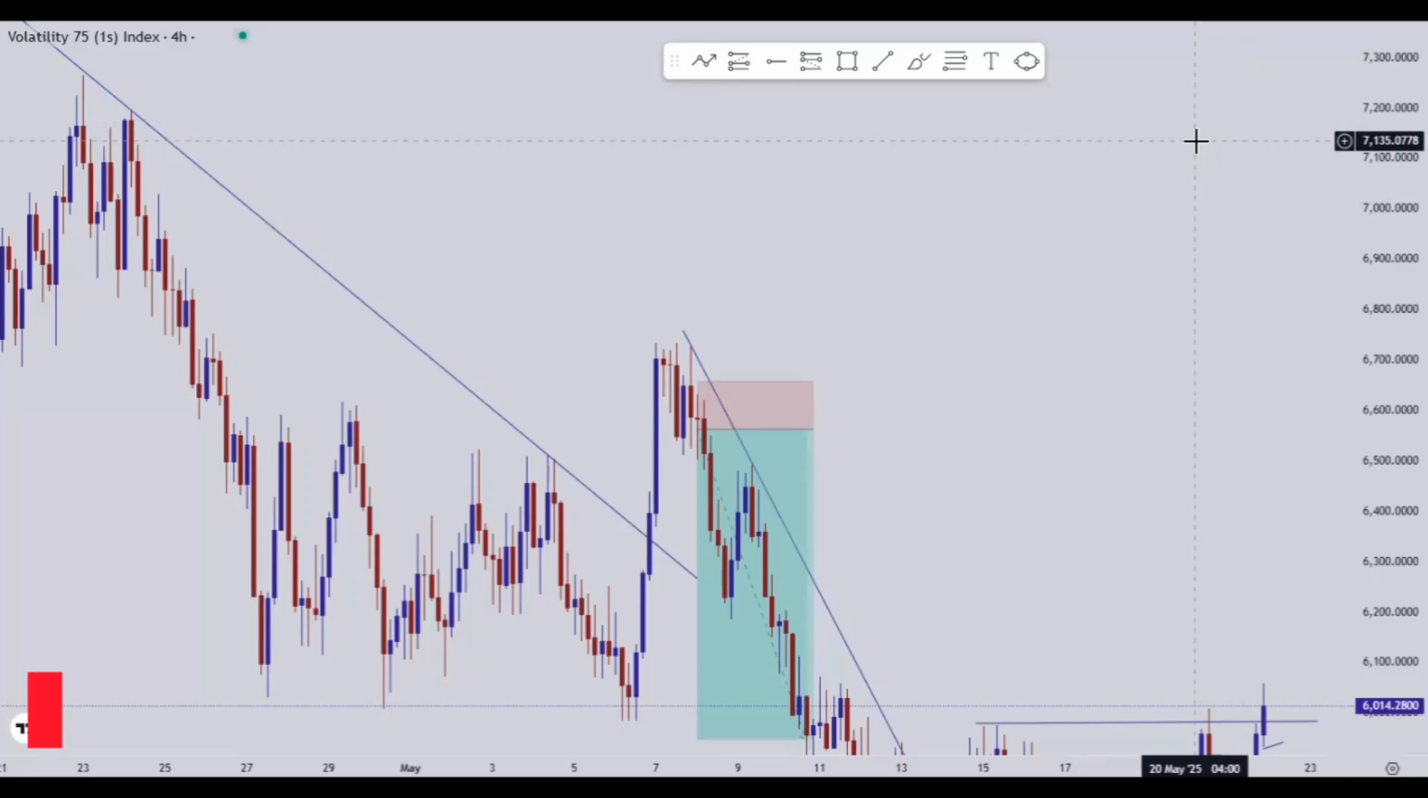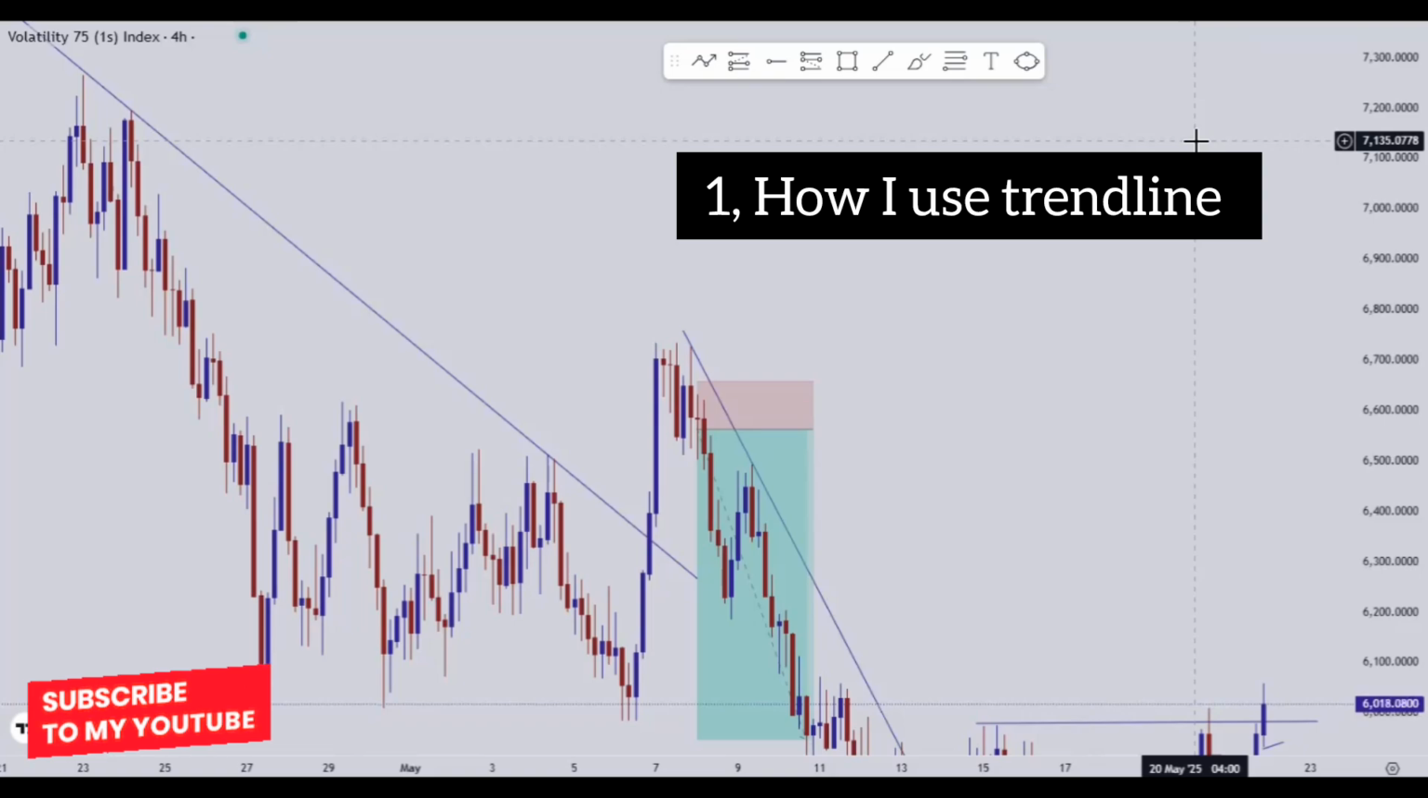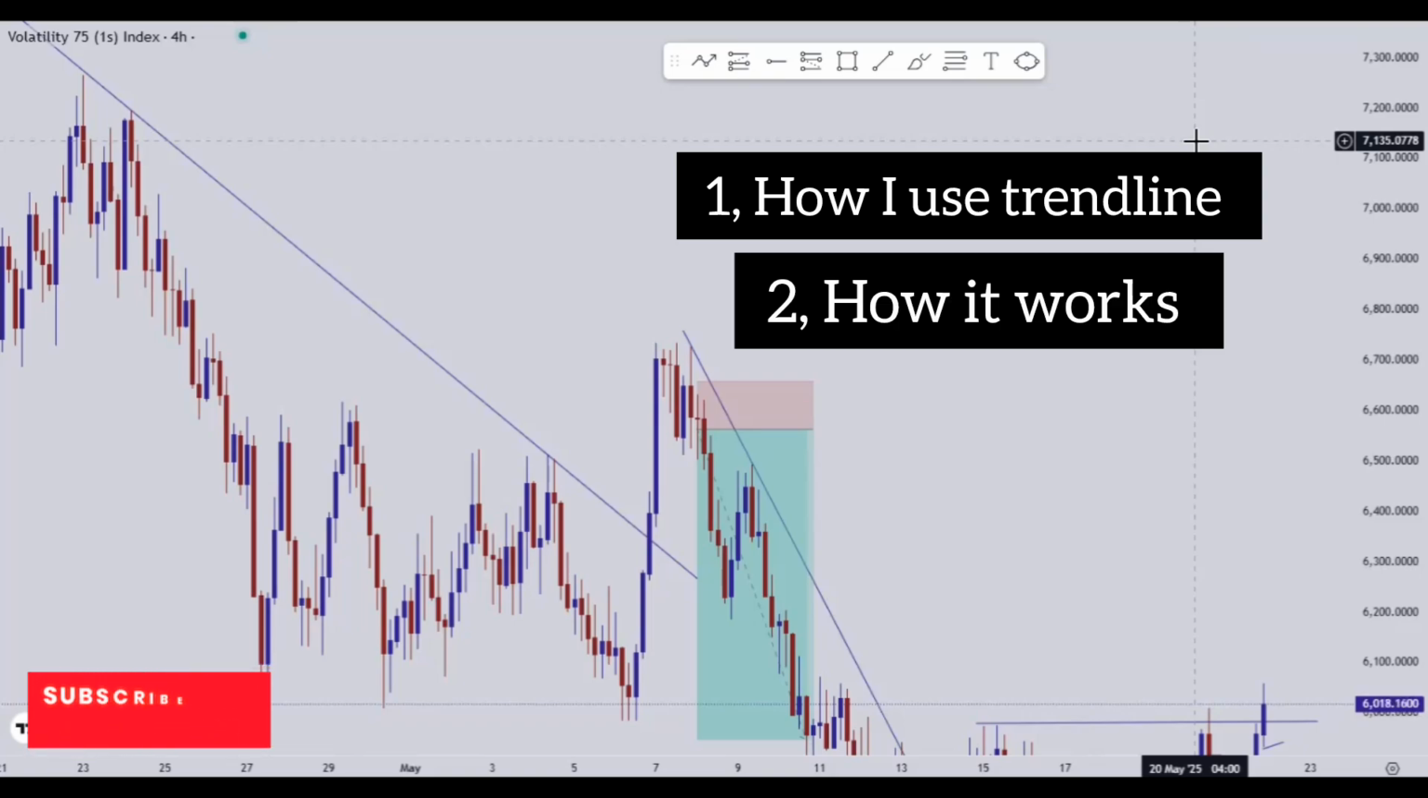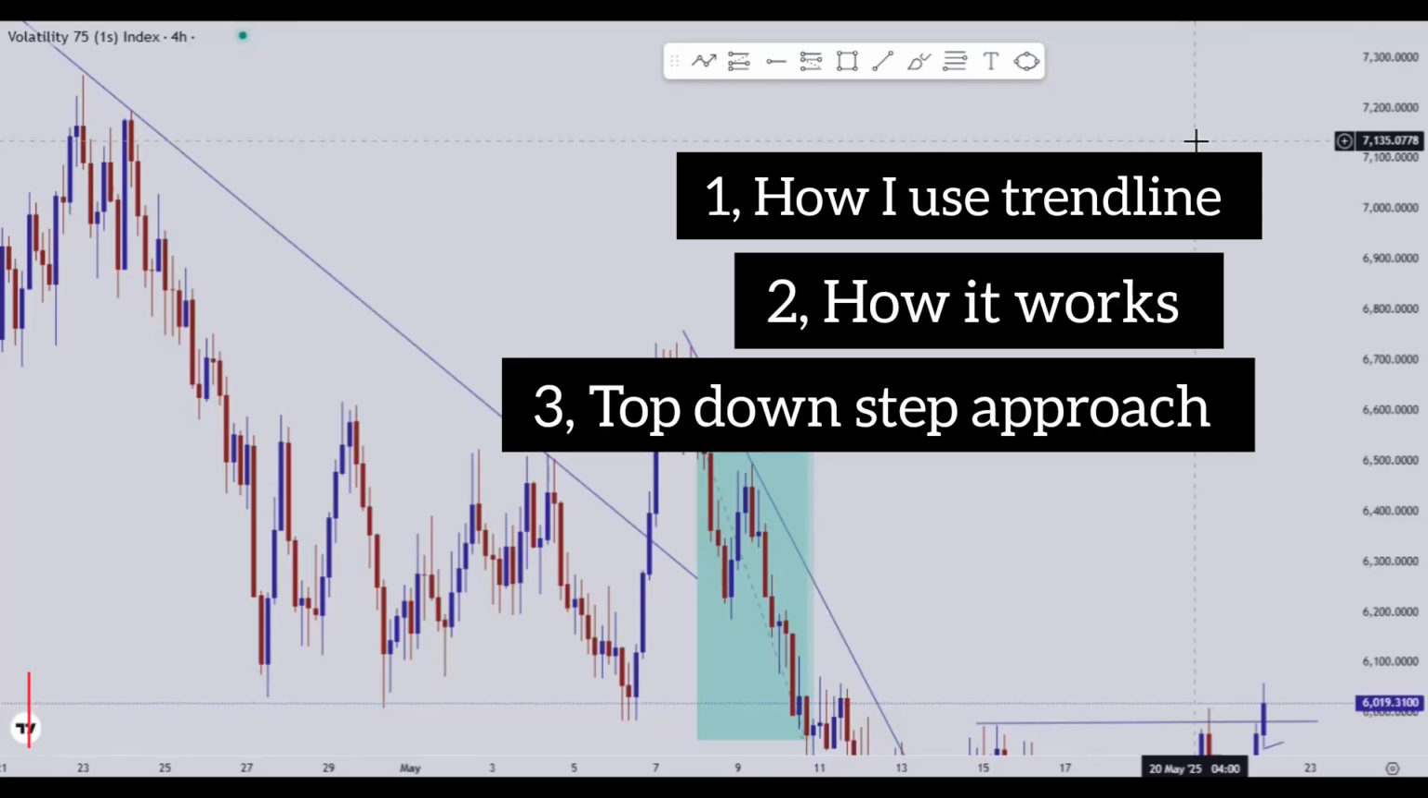I don't use trendlines the same way that other traders use them. But I know trendline is one of the most profitable, simple strategies out there. So in today's lesson, I'm going to show you how I personally use trendlines, how trendlines actually work, and my personal top-down 3-step approach that makes it very profitable for me.